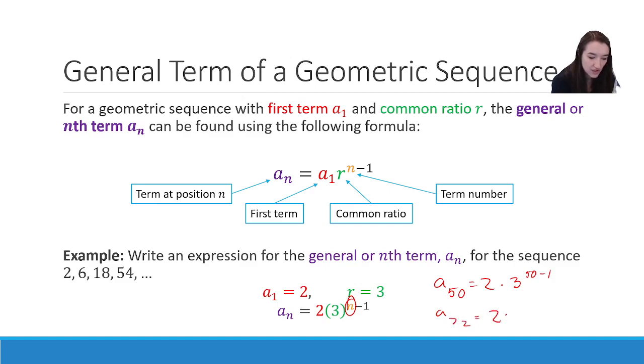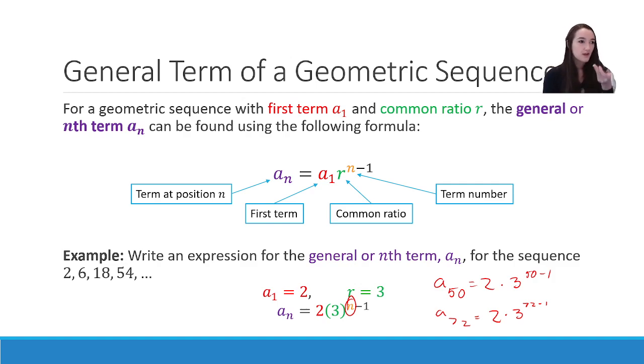A72 equals 2 times 3 to the 72 minus 1. See how leaving that n alone makes it easier to plug in. So we want that n there, so it's general, so it works in general for deductive cases, so that we can just have this to use as a formula for any term later.